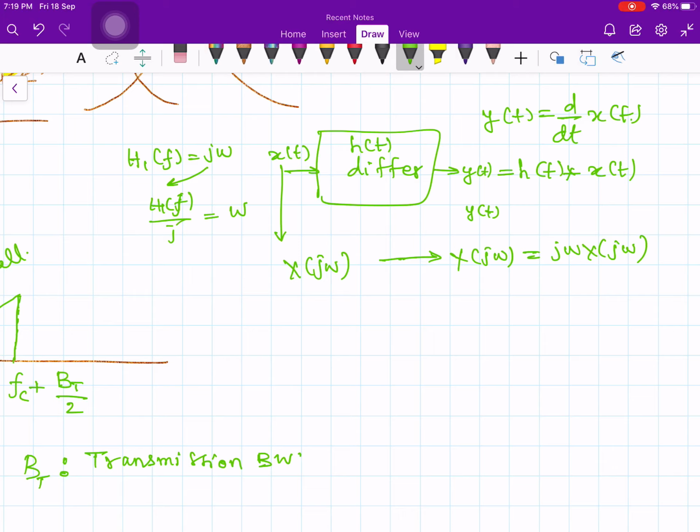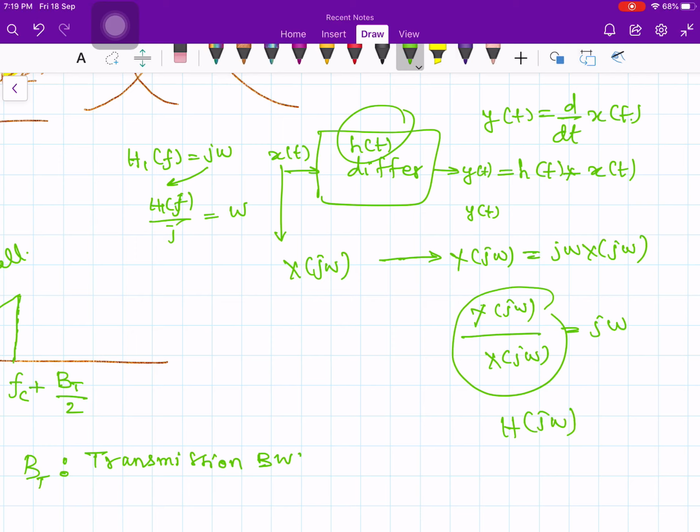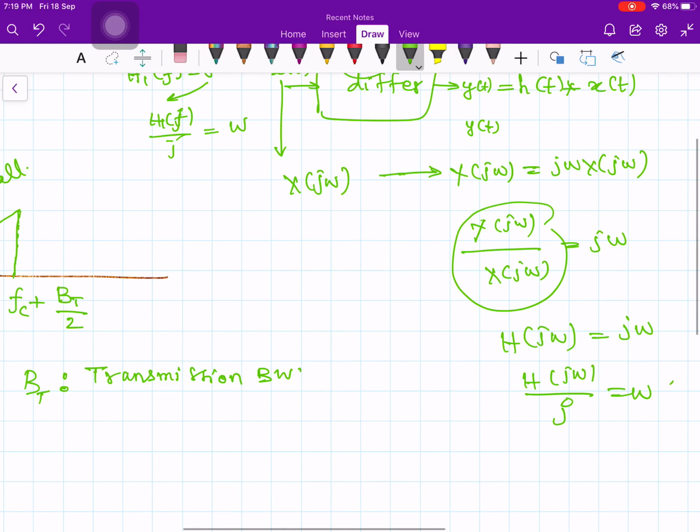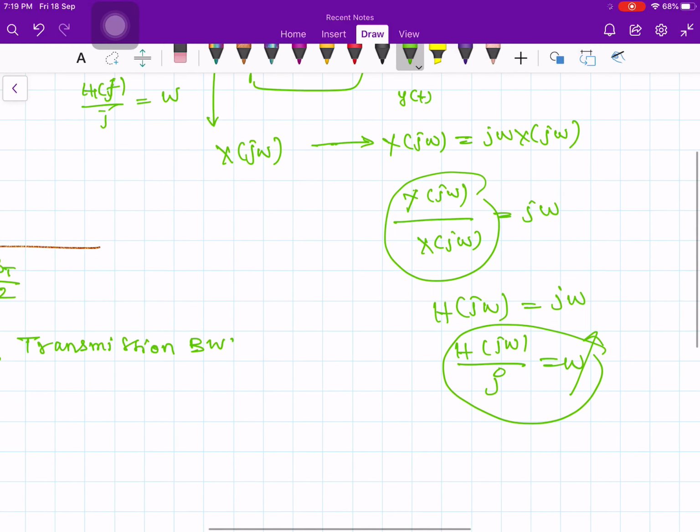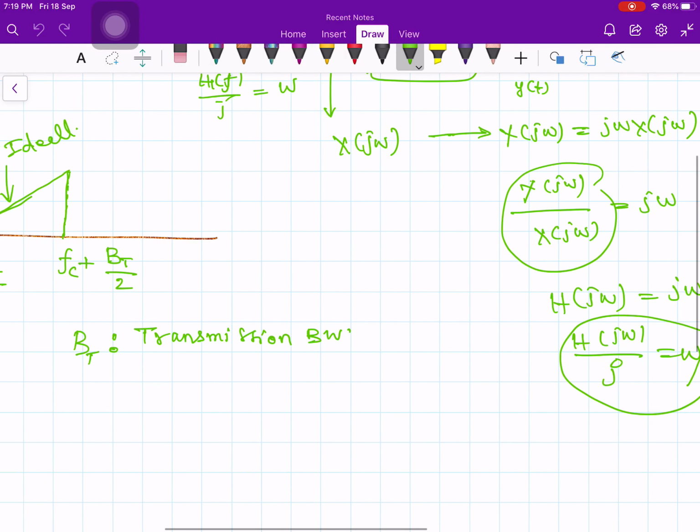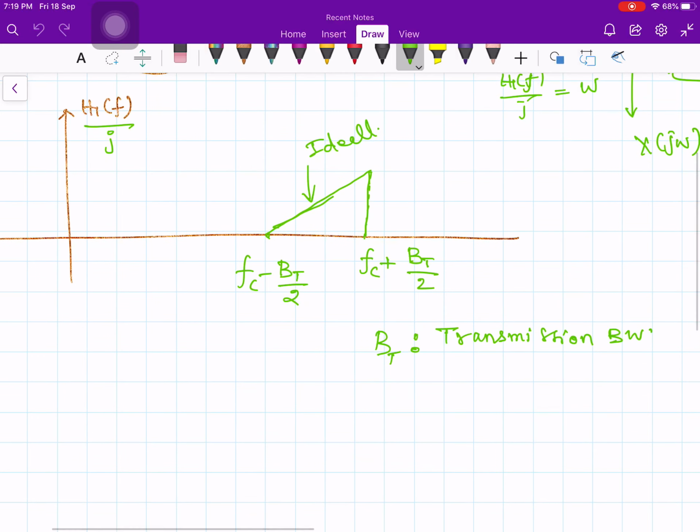Now Y of j omega divided by X of j omega is equal to j omega. This is nothing but the Fourier transform of your h of t, which is denoted by H of j omega. H of j omega is equal to j omega. So H of j omega divided by j is equal to omega. Now what is this? A linear function of the frequency. Instead of omega, I am using the frequency f notation, H1 of f divided by j. That is how this j has come here.